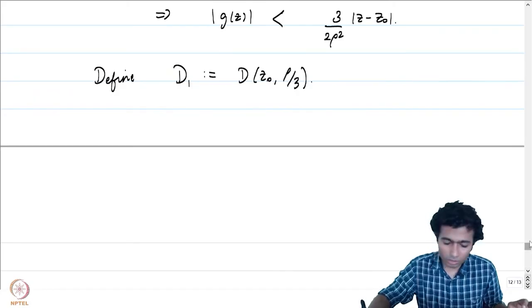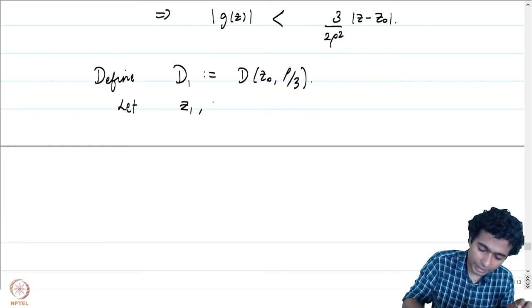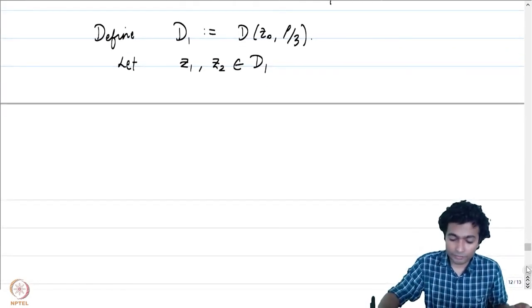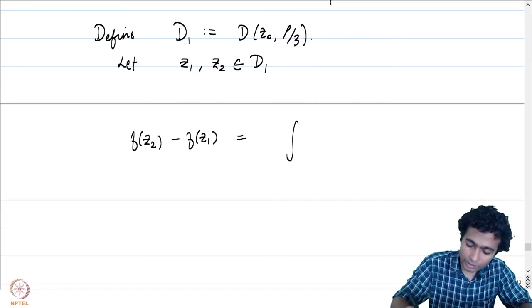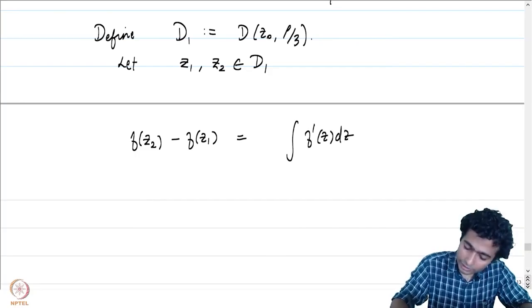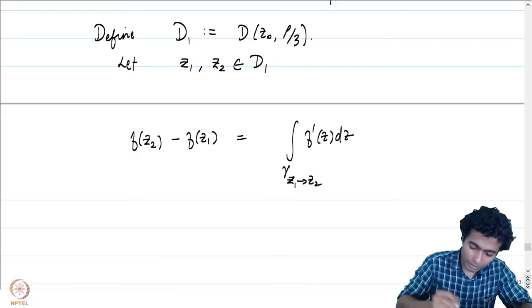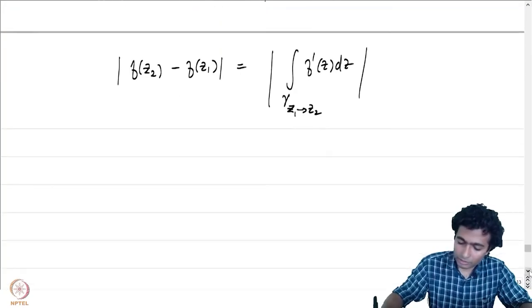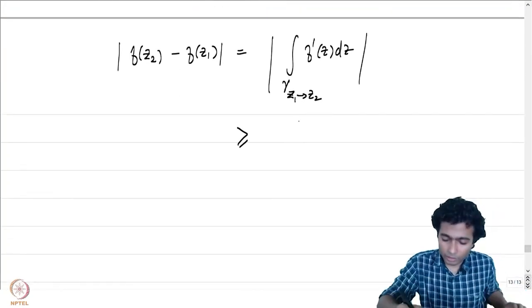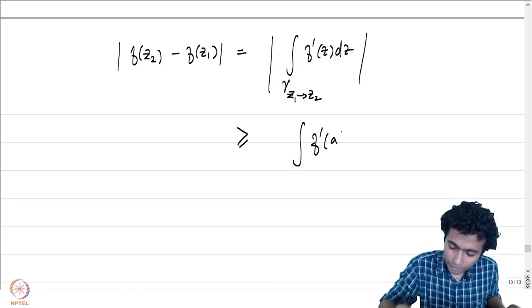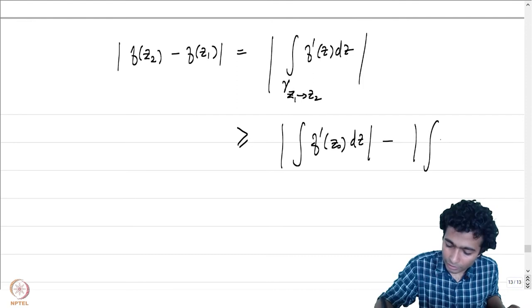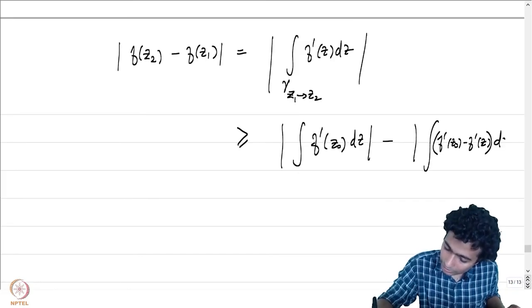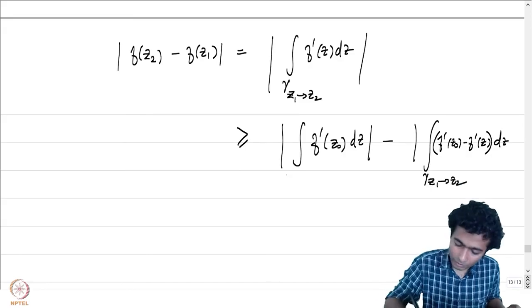And if you observe on this, on D1, let z1 and z2 be two points. Then by the fundamental theorem of calculus, f of z2 minus f of z1 is just going to be equal to the integral of f prime of z dz over gamma z1 to z2, the straight line path. The absolute value will be like this. Now, that is going to be greater than or equal to, by the triangle inequality again, which is captured in the following manner: the absolute value of the integral of f prime of z0 dz minus the absolute value of the integral of f prime of z0 minus f prime of z dz, over gamma z1 to z2.